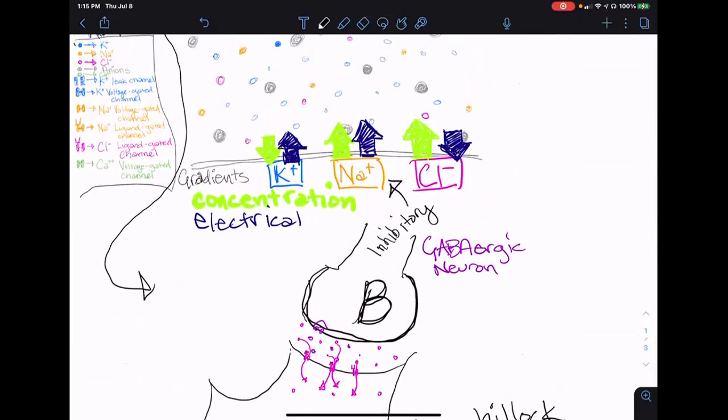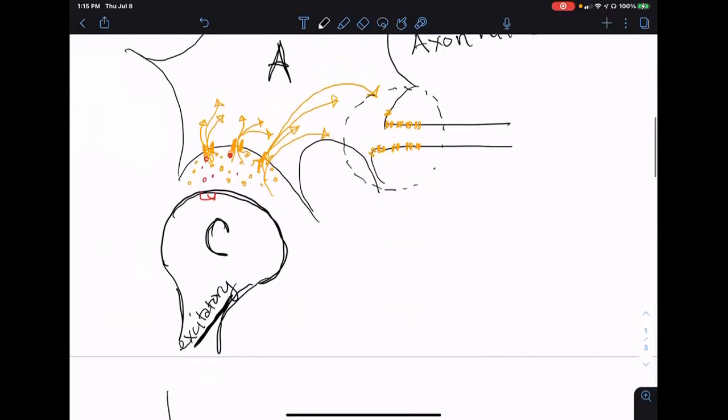Remember those charges? It's got this concentration gradient that wants sodium to go in. It's got this electrical gradient that wants sodium to get in. So sodium really wants to get inside the cell. So we open these voltage gated sodium channels. You'll never guess what happens. Sodium comes rushing into the cell through these channels, tons of sodium rushing in.